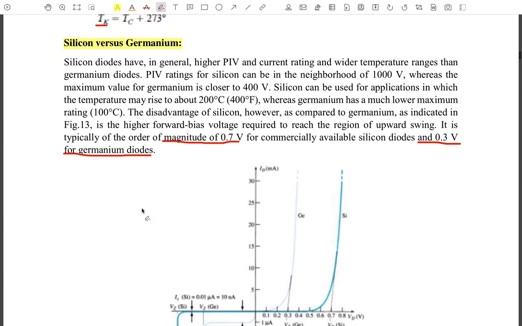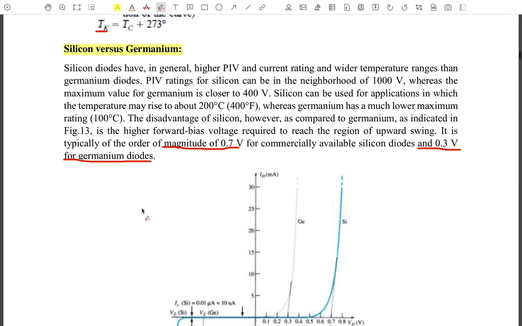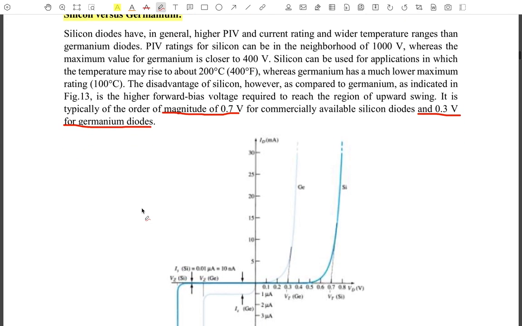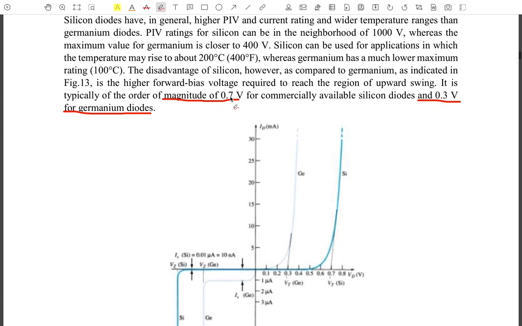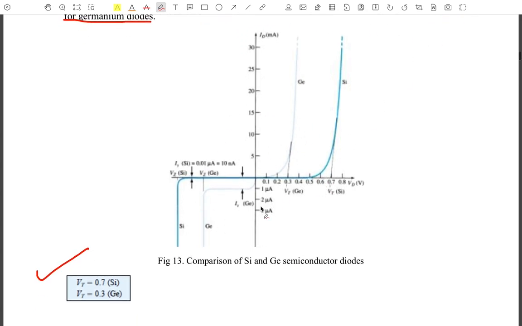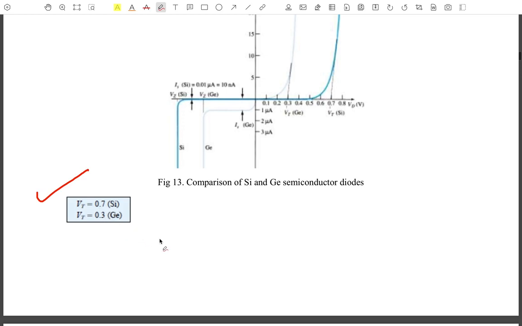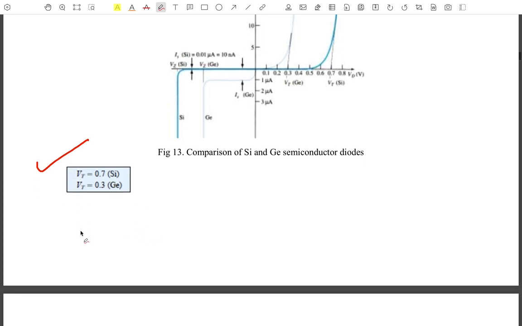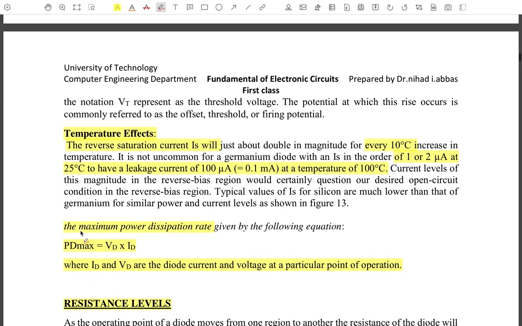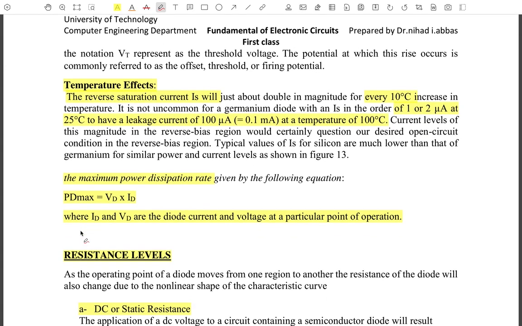Now for germanium and silicon, I just say the magnitude for the region or threshold, 0.7 and 0.3. That's it. Just look at this one. We need just to memorize this threshold.